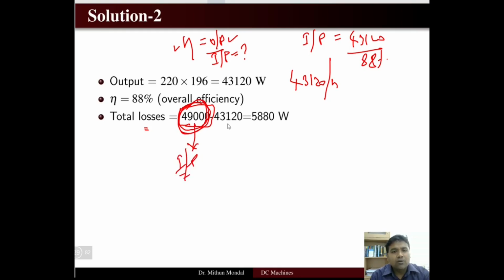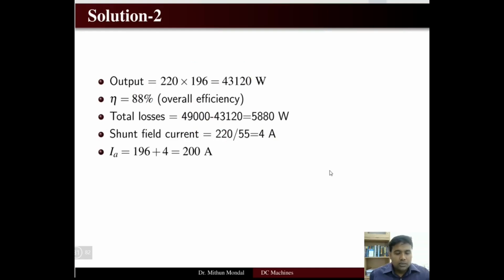So input power minus the output power, you will be getting the losses. So total losses you will be getting as 5880 watt. So here the one calculation that was missing is the input power. So input power you compute from the output power by efficiency. So now we have computed the input power and the total losses in the machine.